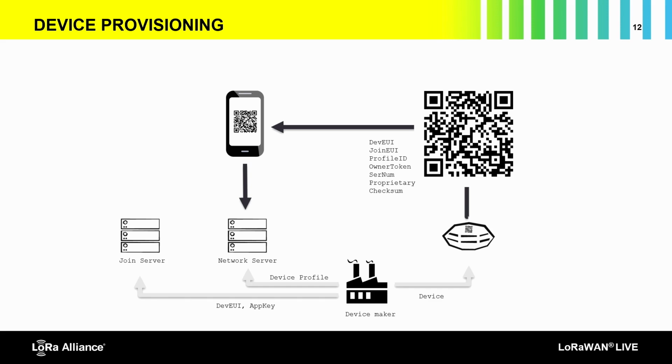The network server knows who the join server is because the join EUI comes in through the QR code. Then the join server knows how to authenticate the end device because it already has the app key, and the whole system clicks in without the user having to type in anything or copy paste from email. This is the QR code.